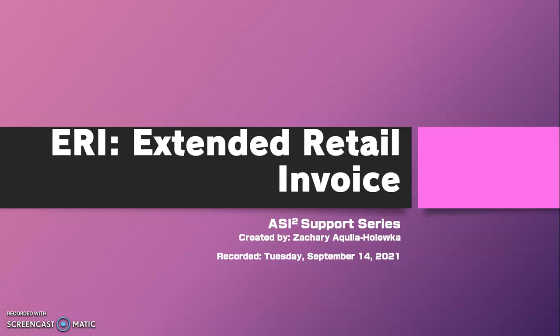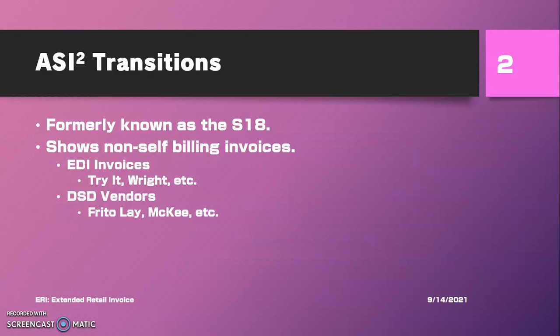My name is Aquila-Holewka, and in this video we're going to be looking at the Extended Retail Invoice, or ERI. Touching on transition from mainframe to ASI2, this is formerly known as the S18. This report shows non-self-billing invoices, so ERI invoices like Giant McLean, ERI, Wright, other beer vendors you may have, etc.